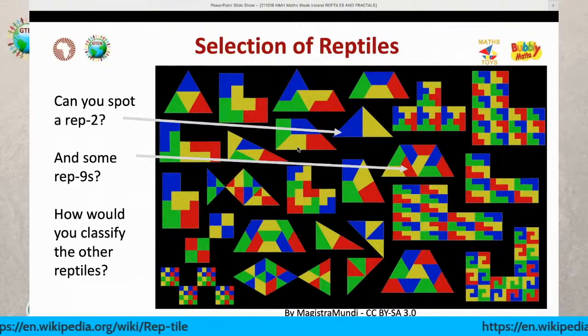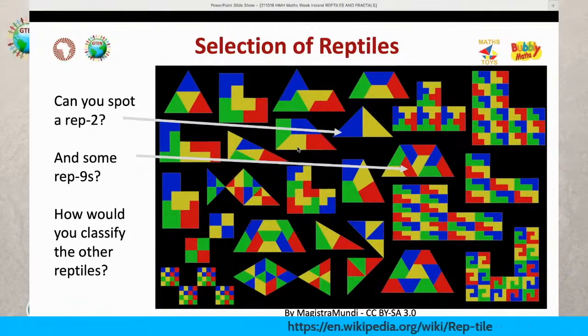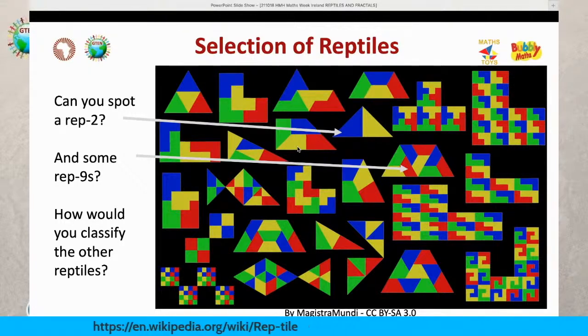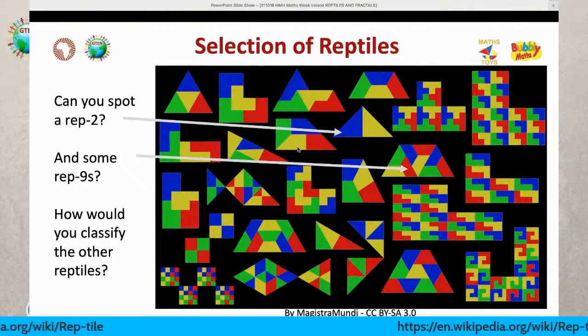Right. And then the next question is, and we've already talked about this, so we won't dwell on it now, but this question here is, how would you classify the other reptiles here? And we've already talked about them quite a lot.